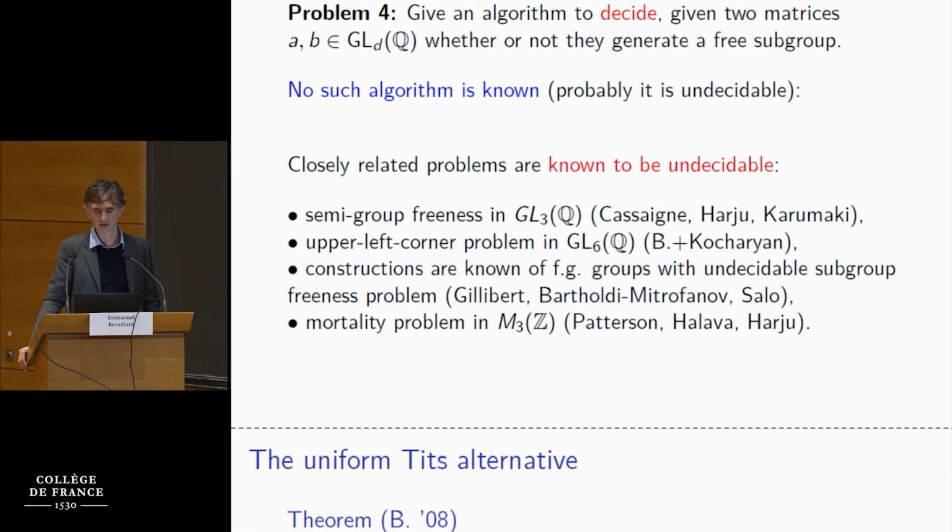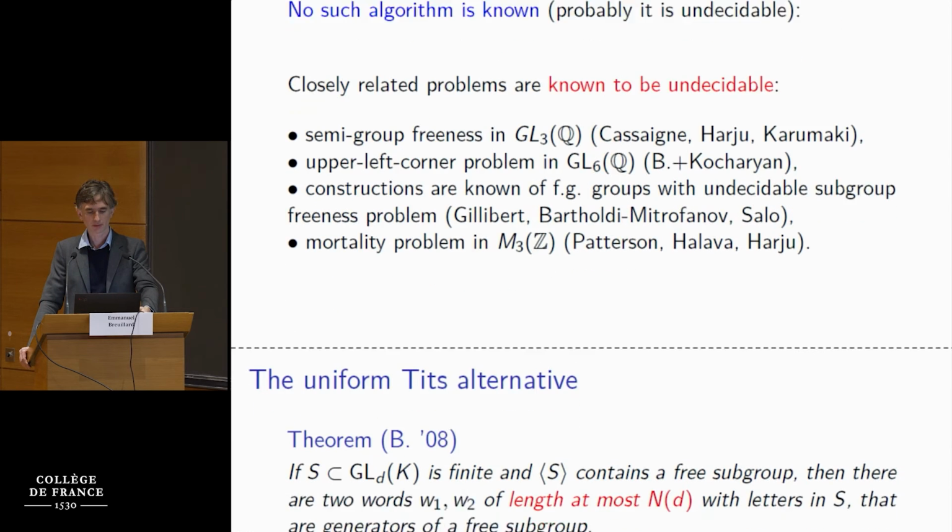A similar problem is the upper left corner problem, which is something I played around with a student a few years ago. It asks the following question, now not with semigroups, with groups. You're given finitely many matrices, and you ask, can you decide whether the group they generate eventually has a matrix whose upper left corner entry is 0? This problem again is undecidable. Okay, so move on.